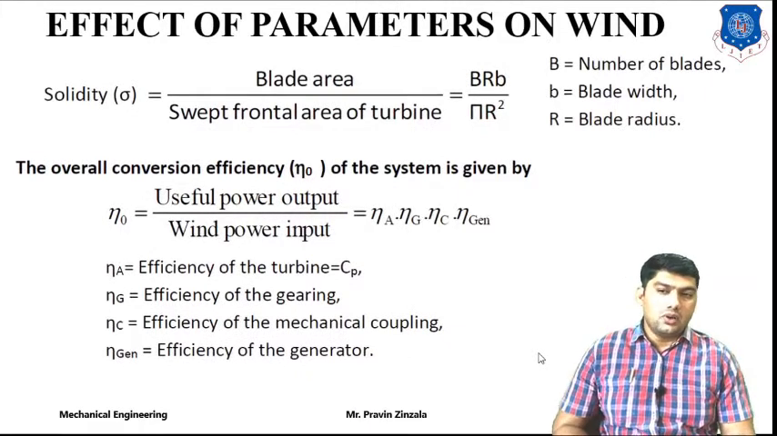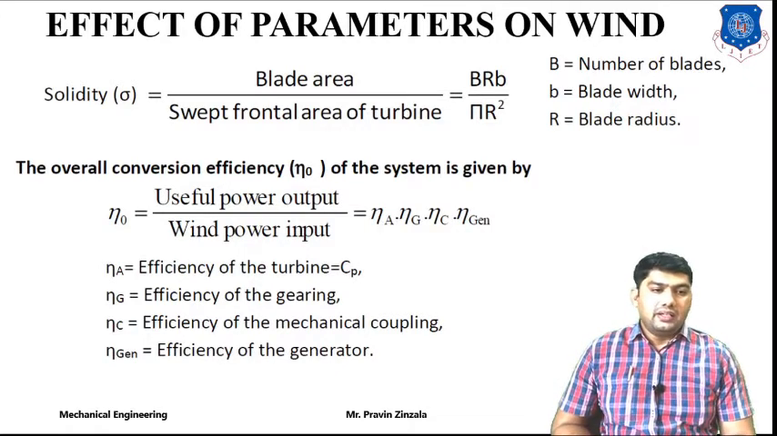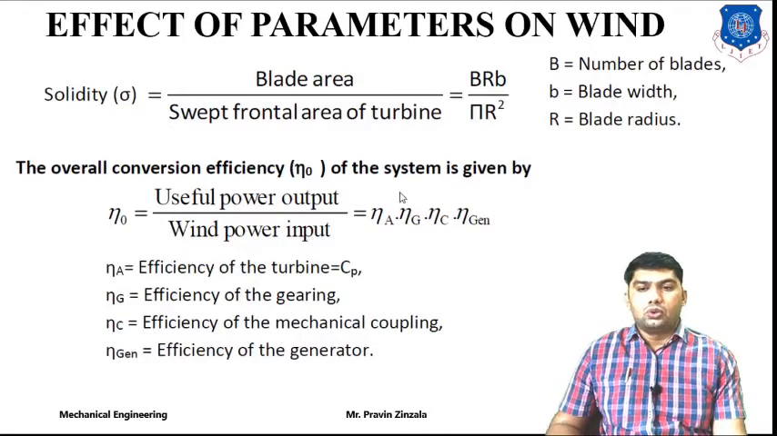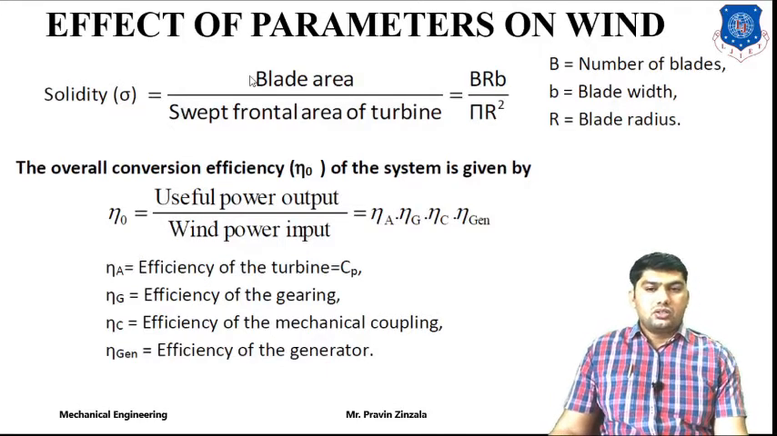Now we will discuss the various parameter effects on wind power generation, or basic terminology related to the wind turbine system, like the horizontal and vertical axis wind turbine. First is solidity. It is the ratio of blade area to the swept frontal area of the wind turbine.